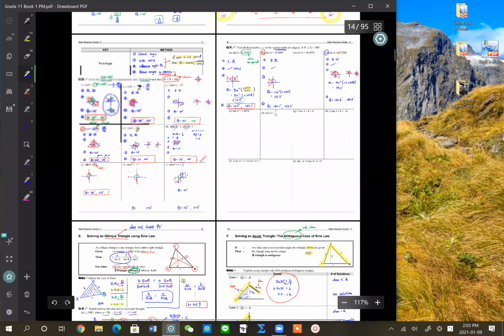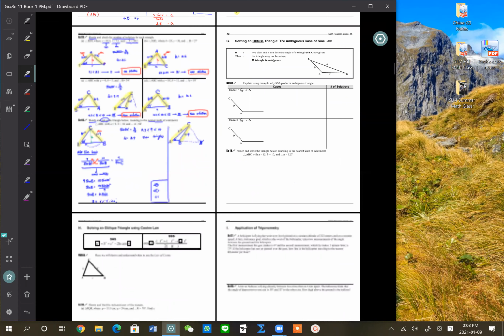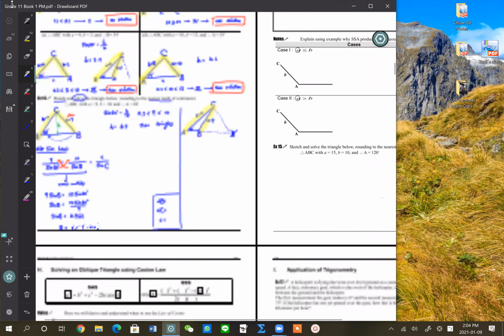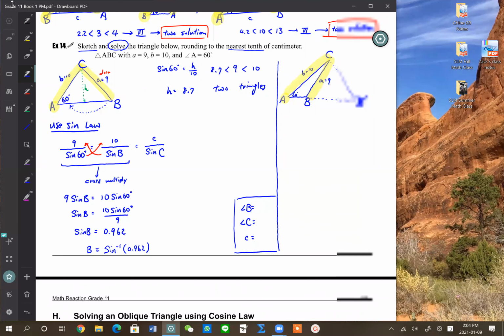What do you have? I got 74.154. Okay, let's round it to the tenth. So it will be 74.2. Okay, so equals 74.2. So let's put that in the box now. Okay, 74.2. So what should be the next step we find?